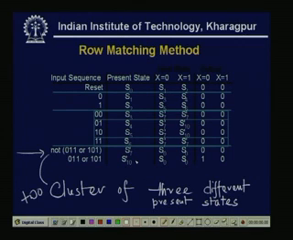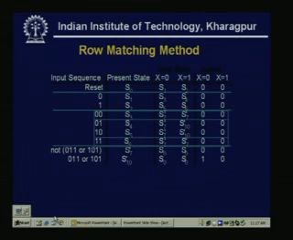And one new renamed state, S7 dash, has been given for the present state. Output is S0, or next state is S0, output is 0 0. So, there are two combined states we get, one is S7 dash, one is S10 dash. Okay.